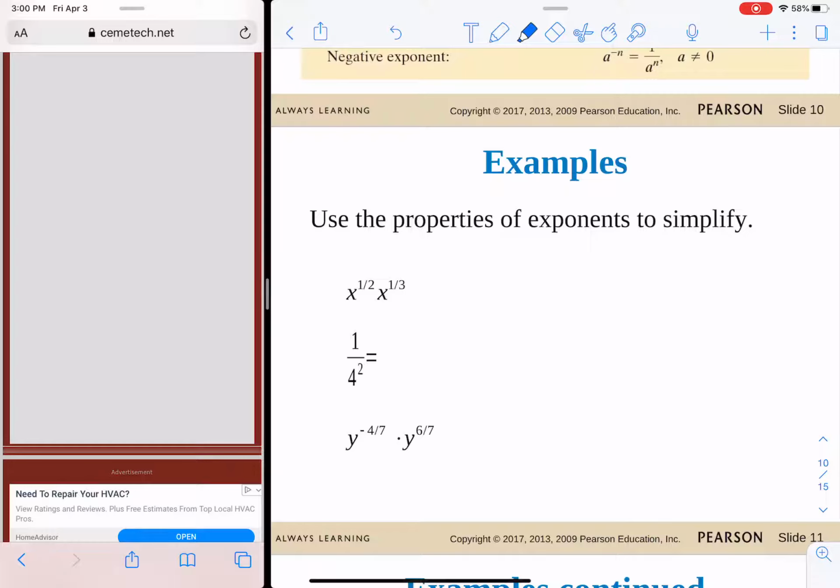So we want to use the properties to simplify here. We'll start with the first one, x raised to 1/2 times x raised to 1/3.